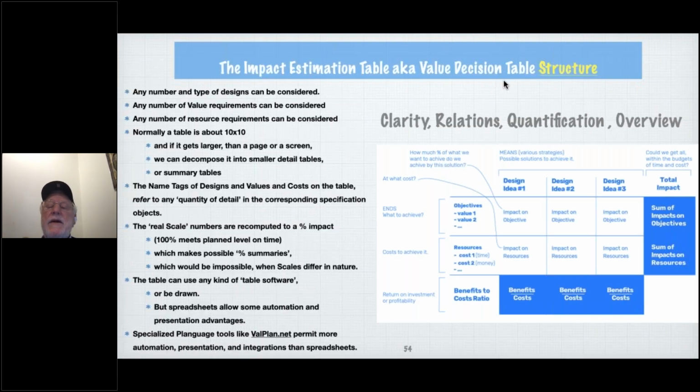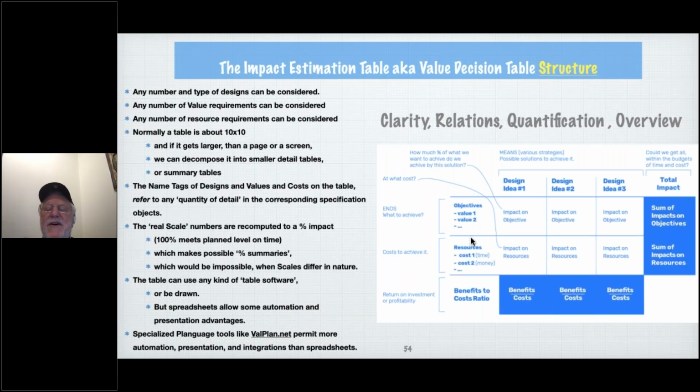Now, here's the structure. Here's a more formal list of the structure, but let me just take it piece by piece. Here in the upper left-hand corner, we have the value requirements or value objectives. There could be 10 of these or 100 of these or 1 of these, and they're all quantified and they're all very well defined. So this is our ends, what we want to achieve.